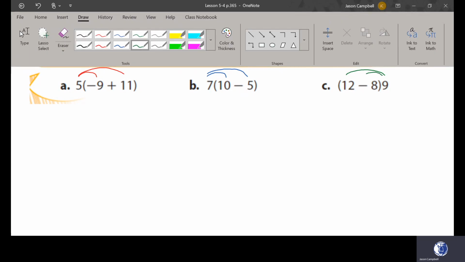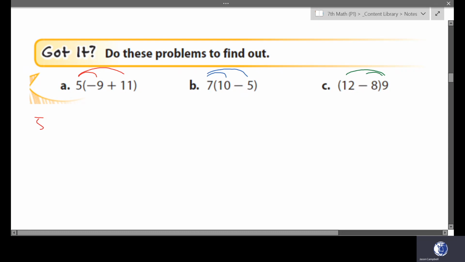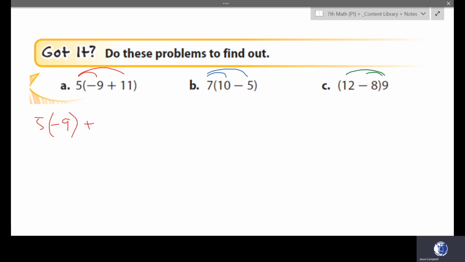For got it A, we want to multiply 5 by everything inside the parentheses. So 5 multiplied by negative 9, add 5 multiplied by 11. 5 multiplied by negative 9 is negative 45, and 5 multiplied by 11 is 55. Negative 45 add 55 is 10.